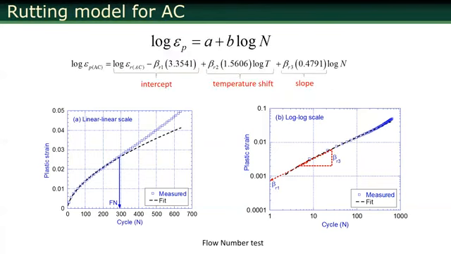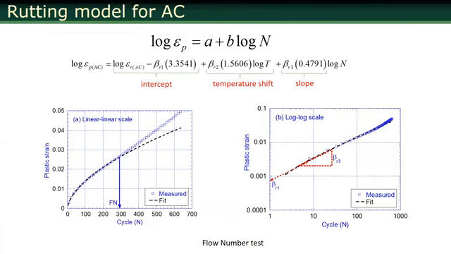So if you look at this, this portion is the intercept A. Beta is really related to the intercept. The intercept is also related to the resilient microstrain, what we call the vertical microstrain at the center of each layer. And beta 3 is like the slope of this line.